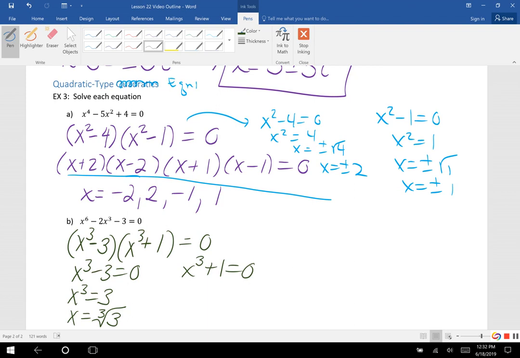All right, if x to the 3rd plus 1 is 0, x to the 3rd is negative 1, x is the cube root of negative 1, and that is actually negative 1. Negative 1 to the 3rd is negative 1. So I've got two answers, cube root of 3 and negative 1.